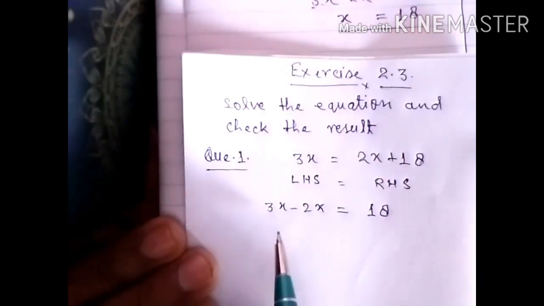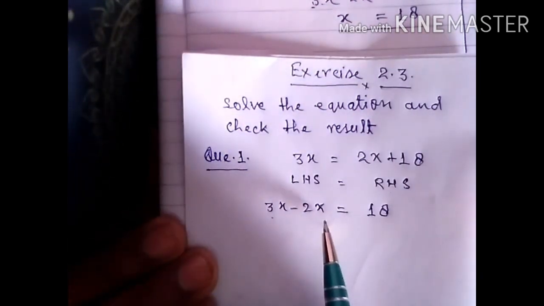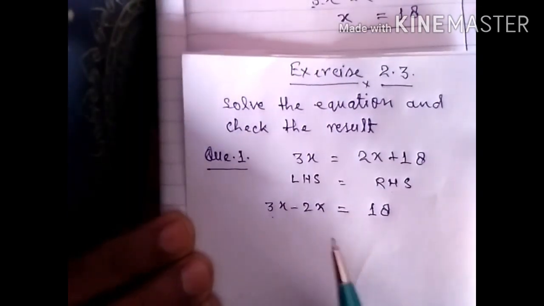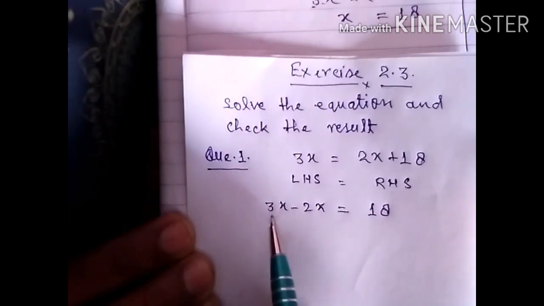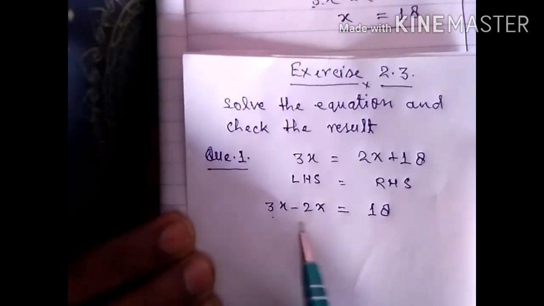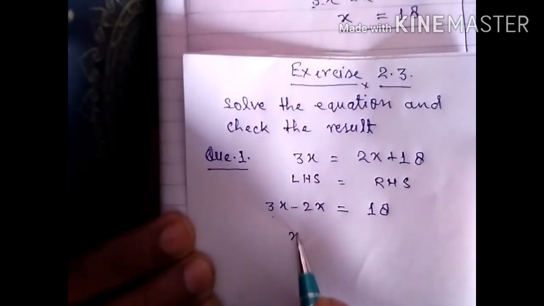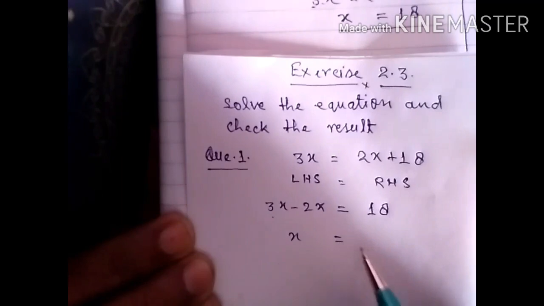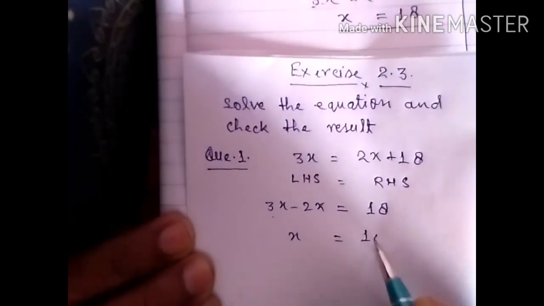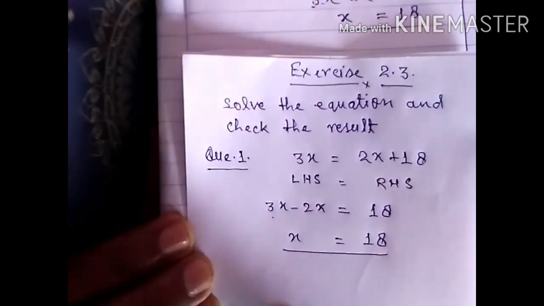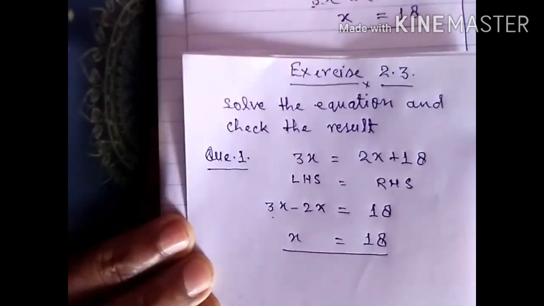So, now the equation is 3x minus 2x is equal to 18, students. From 3x we have to subtract this 2x because these are like terms. So, 3x minus 2x is x. x is equal to 18, student. So, this is the value of the variable and the solution is x is equal to 18.